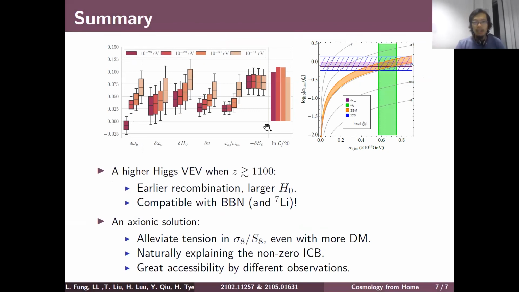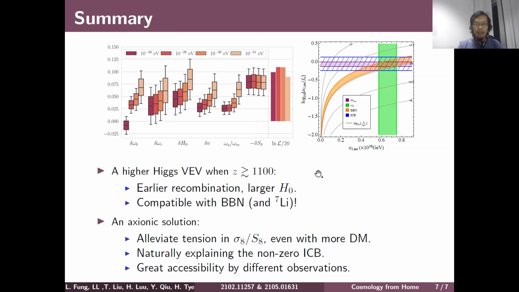So here is a quick summary. I'm just showing 2 plots right here. The first one shows the marginalized posterior of different cosmological parameters given different benchmark masses, and so far they are all good. The second plot shows that the different pieces of evidence coexist perfectly with each other in this regime.